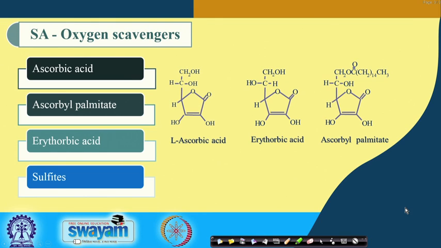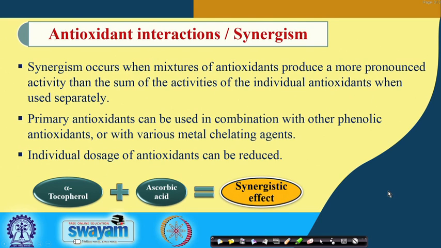The oxygen scavenger secondary antioxidants include compounds like ascorbic acid, ascorbyl palmitate, erythorbic acid, sulfites and so on. The antioxidants have synergistic properties: the interactions of different antioxidants improve the effectiveness of each other.